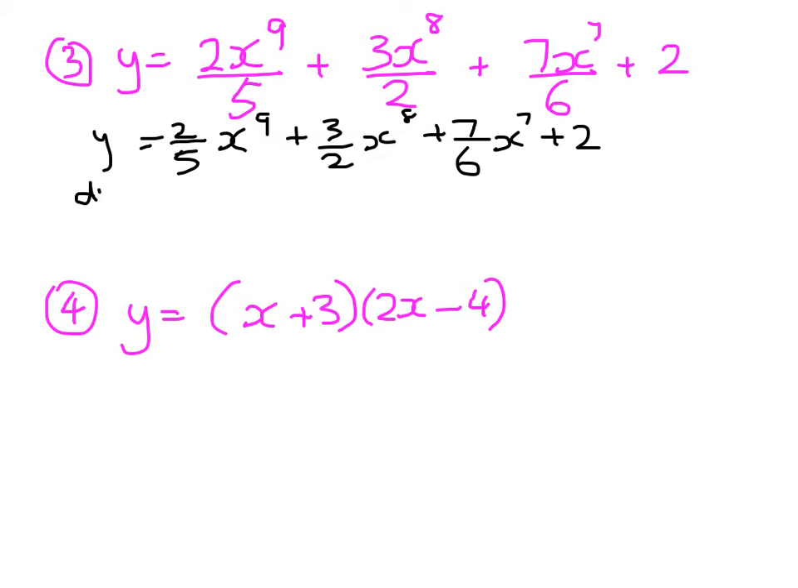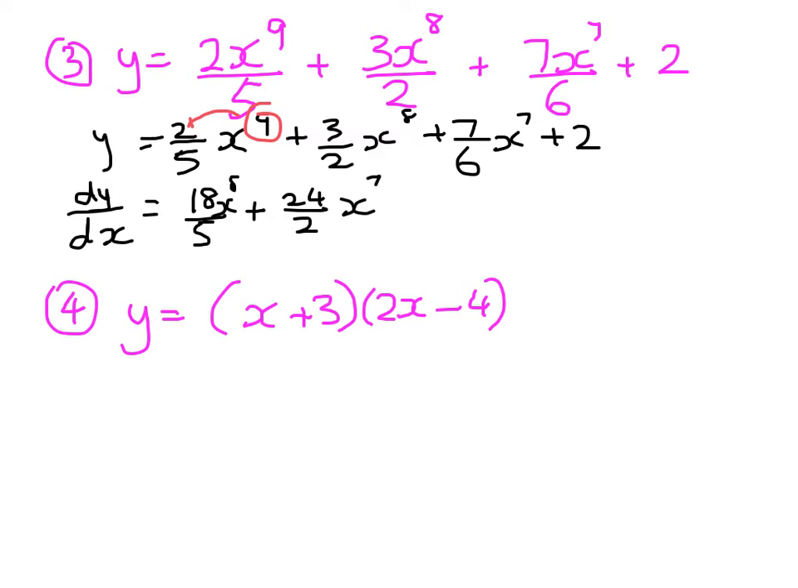So dy by dx is equal to 18 over 5. Right, I'm taking the 9 and timesing it by the 2 in the numerator, plus 24 over 2 x to the power of 7. Oops, I've lost my x in the last one, so that should be 18/5 of x to the power of 8 plus 49 over 6 x to the power of 6, and this is a constant, so that differentiates to 0.